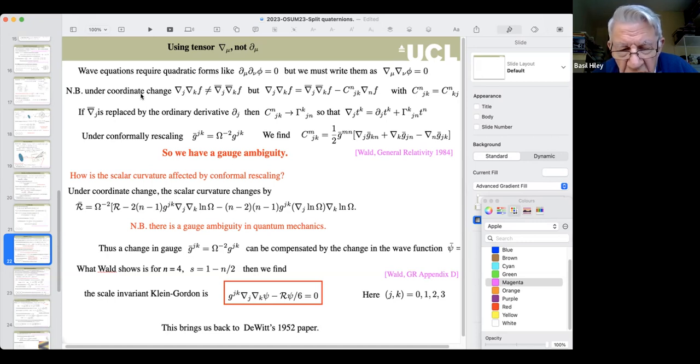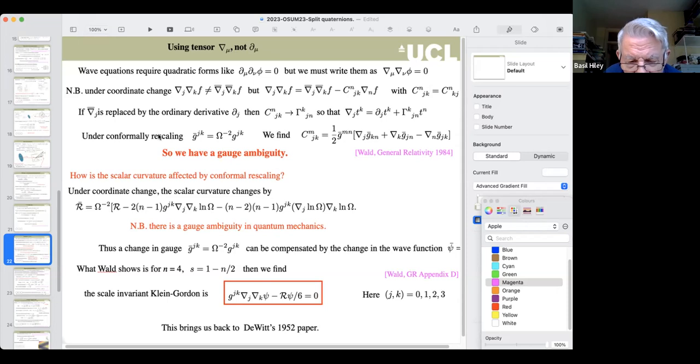But what one should notice, physicists love coordinates. But under a coordinate change, this quadratic term is not equal to that quadratic term. There is a difference between them. And this difference is summarized in this C-vector. All of this is discussed in Robert Wald's general relativity, by the way. There's a tensor there, and that tensor is playing an important role. It's where the gauge ambiguity comes in.